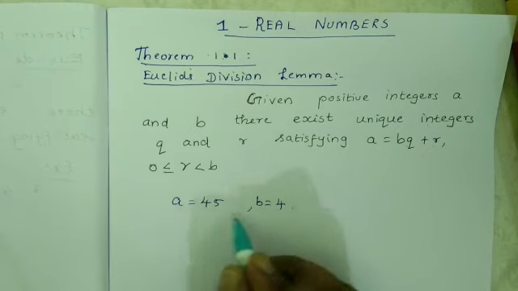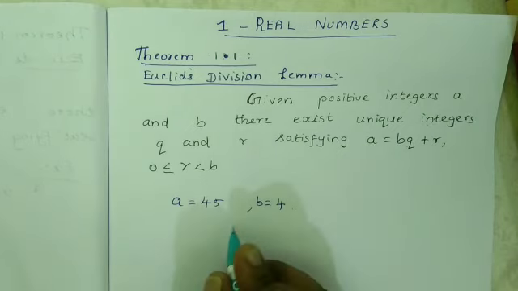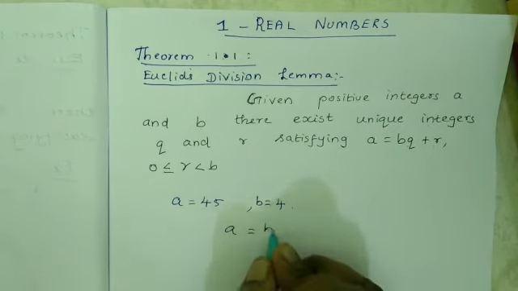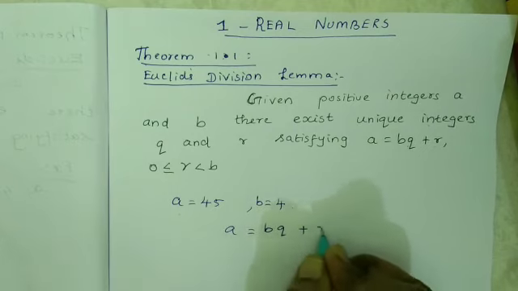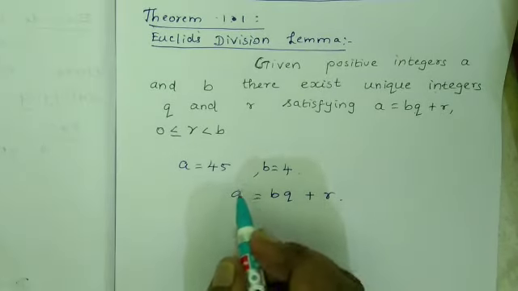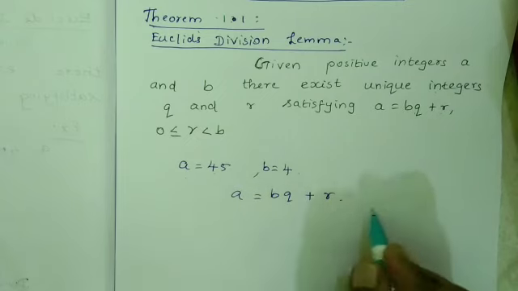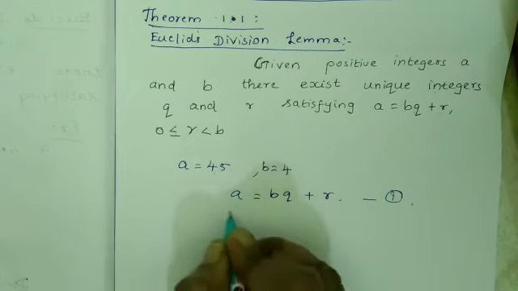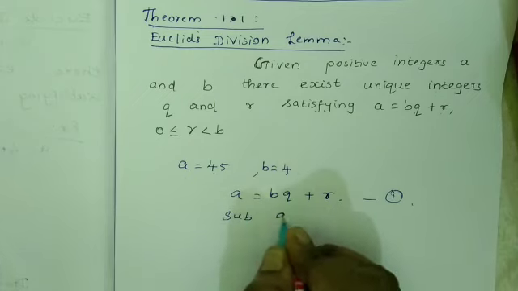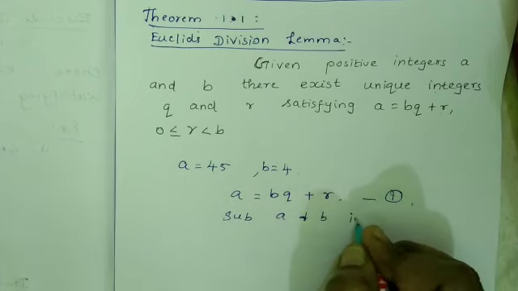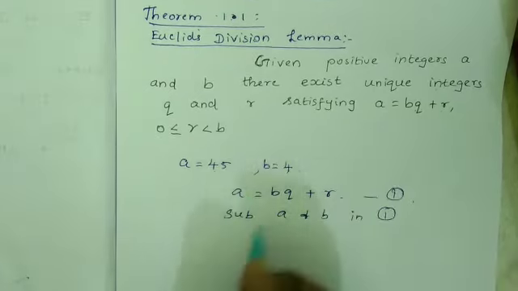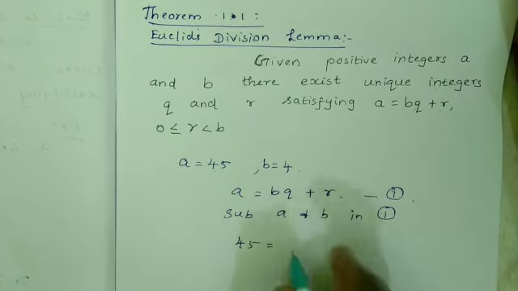Now substitute these two values in the given equation. What is the given equation? a equal to b into q plus r. Now substitute the values of a and b in this equation 1. What is the value of a? 45. So 45 equal to, what is the value of b? 4. So 4 into q plus r.